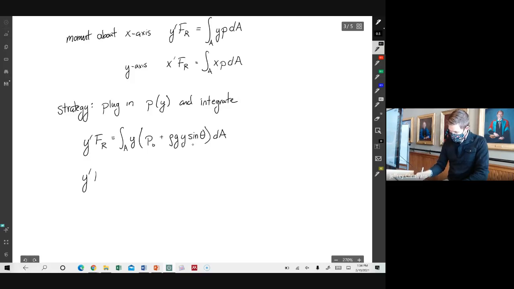This was the integral for A of y p naught dA plus the integral of rho g sine theta y squared dA.